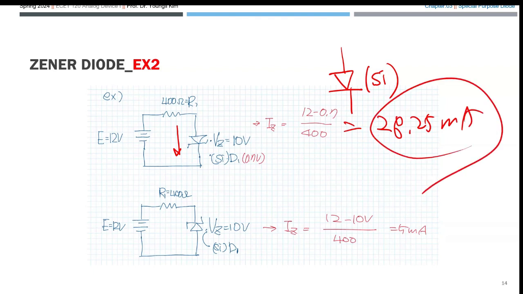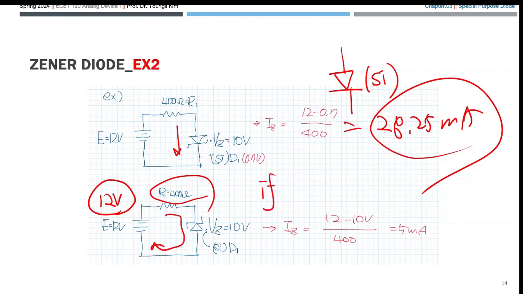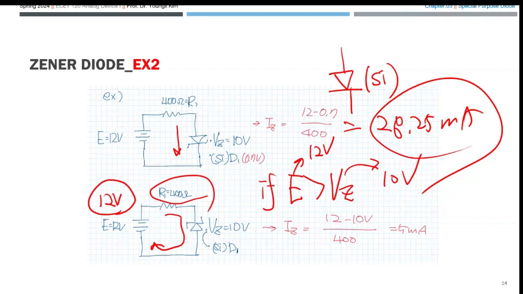So the next one is what? Supply voltage, the 12 voltage, and then the resistor is 400 ohm here, and the Zener voltage looks like reverse. Reverse means you have to approach step one: E should be greater than V sub Z. E is 12 voltage, V sub Z 10 voltage. Okay, it should be working. So the total current is equal to the Zener current, with 12 minus 10 divided by the resistor.